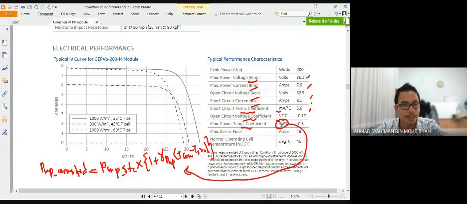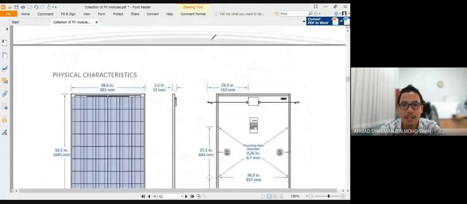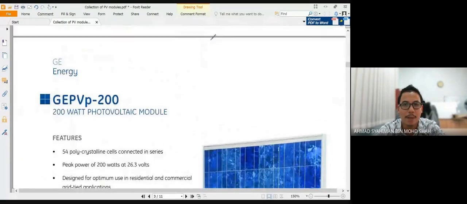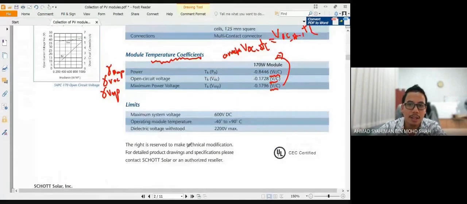Ini bila dia keluar percentage. Jadi equation ni kena ada darab dengan tambah. Darab kata tambah. Okay. Then ni apa ni? Nominal operating cell temperature. Tadi tak bagi kan? So tadi tak bagi ingat. Kalau tak bagi tadi ni kan, benda ni sekarang untuk faham je. Nanti baru kita buat latihan.